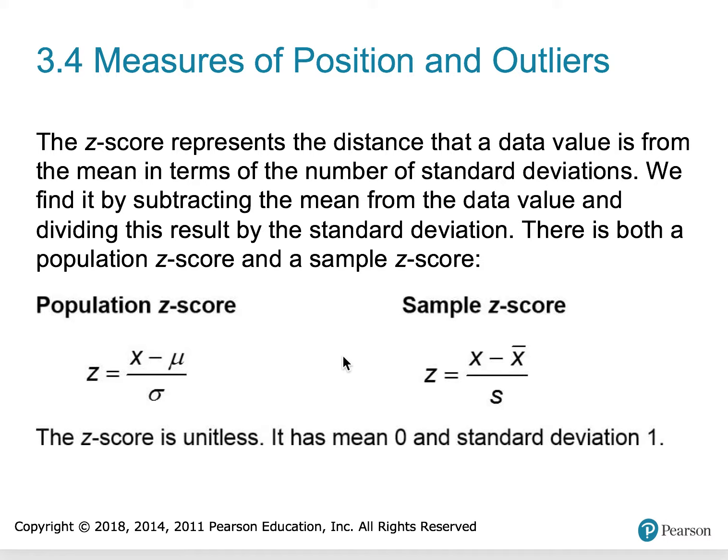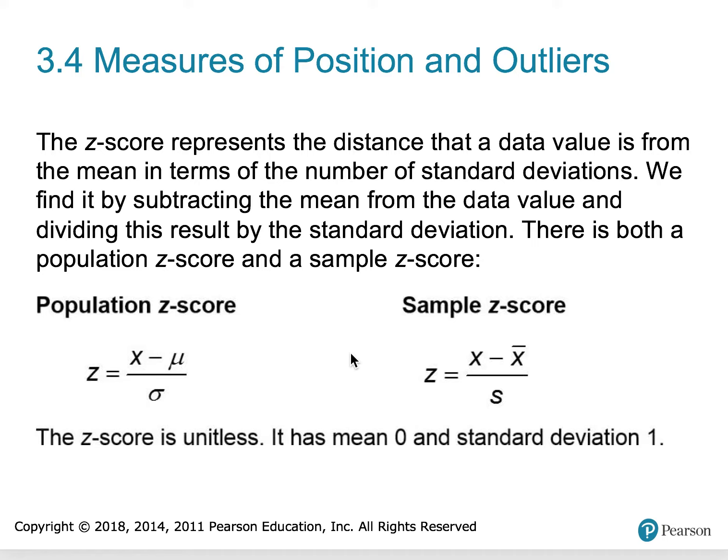Okay, 3.4 is measures of position and outliers. So in 3.1, we determine measures of central tendency, which describe the typical data value, the average. In 3.2, we discuss measures of dispersion, which describe the amount of spread in a set of data. In this section, we're going to discuss measures of position, which describe the relative position of a certain data value within the entire data set.